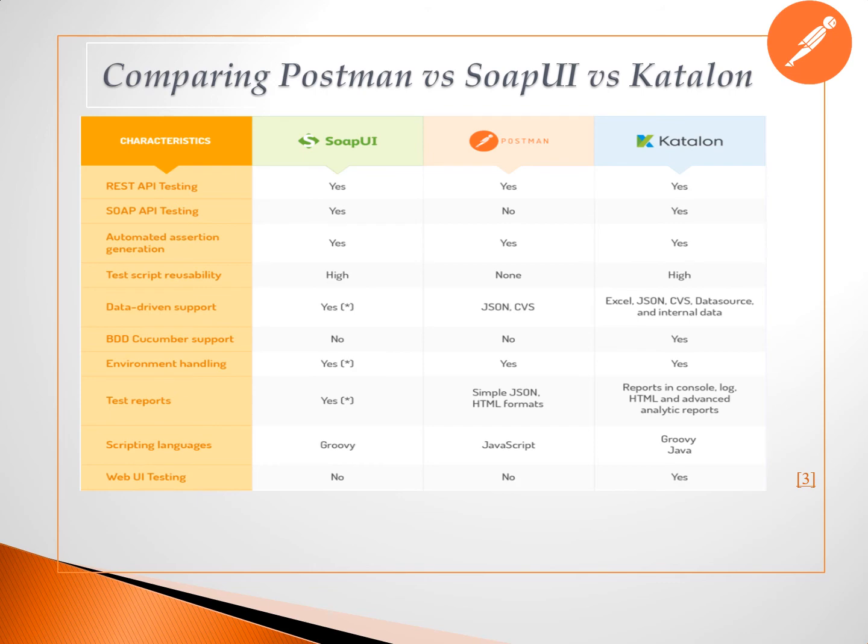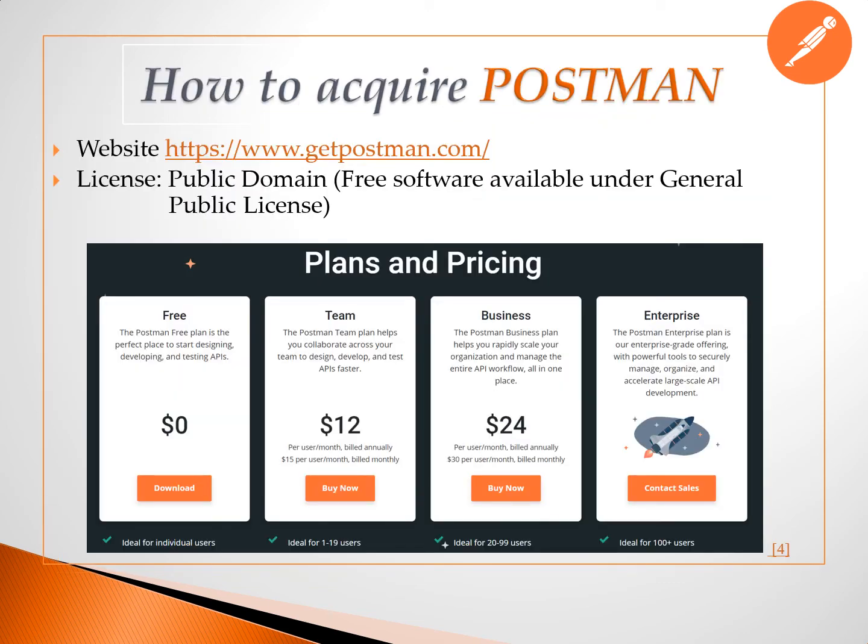How to acquire Postman? Here is the website, and if we access that URL, we can get Postman and download it from there. And for the license, it's free software available under a general public license. And here are some pricing and plans. It is free for individual users, and they have different plans for teams and businesses according to the number of users. And of course, if the number of users is more than 100, they also have an enterprise plan.